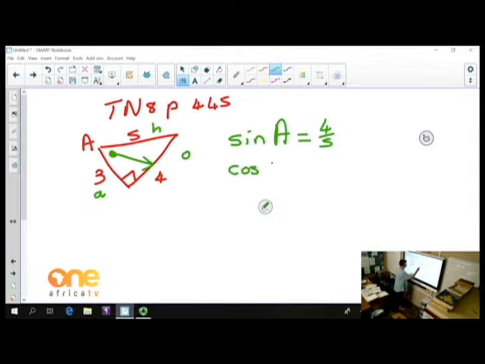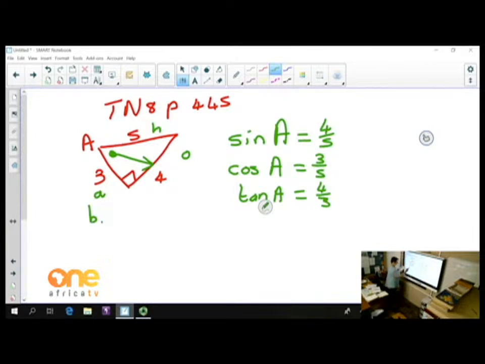The next one, cosine A. So cosine is the included one, so this is going to be 3 over 5. And then tan A, let your eyes go to A, opposite over adjacent. So it will be 4 over 3. So there is the first one there.